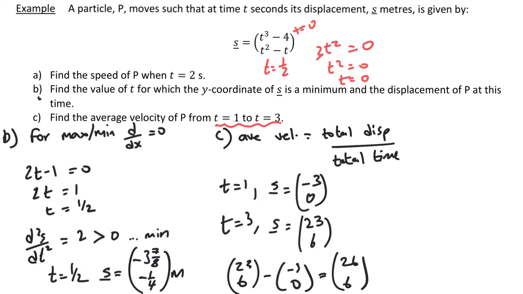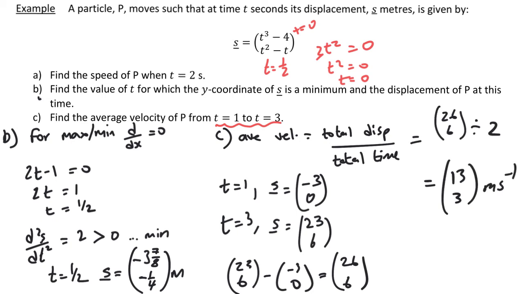So filling that into our average velocity formula, it's 26, 6 divided by the total time from 1 to 3, which is 2 seconds. So then that's 13, 3 meters per second.